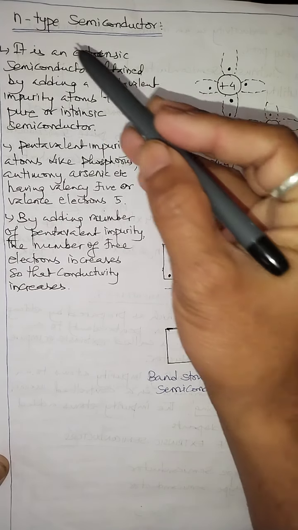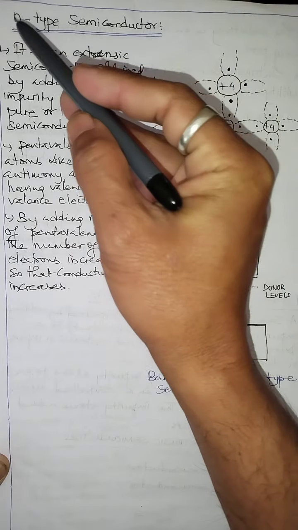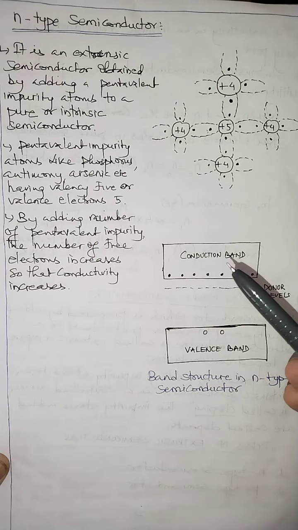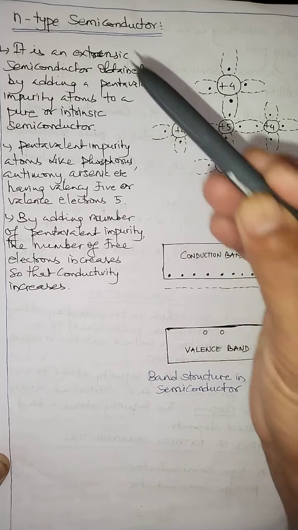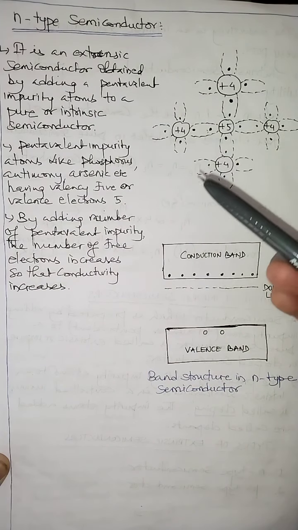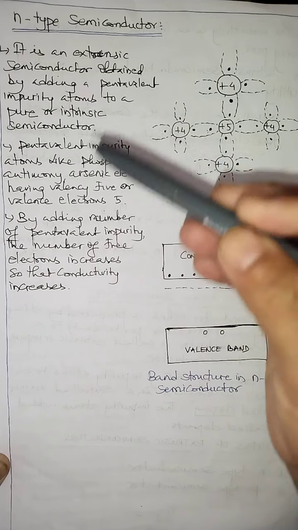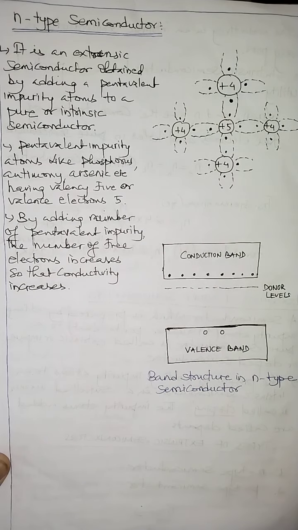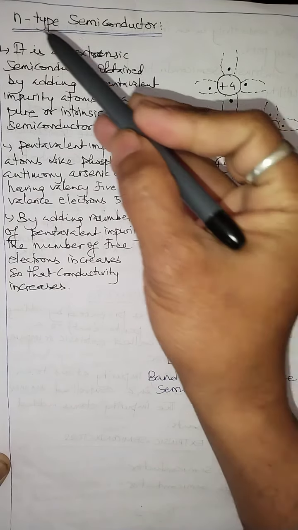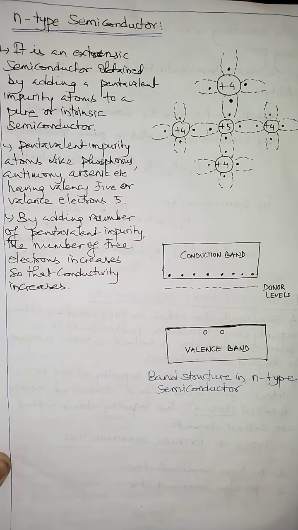Now the name suggests that N-type means N indicates negative charge, and you know negative charges are nothing but electrons. So why it is called N-type semiconductor and what is the advantage of this, so that you learn in detail. Let me start today's class with N-type semiconductor.